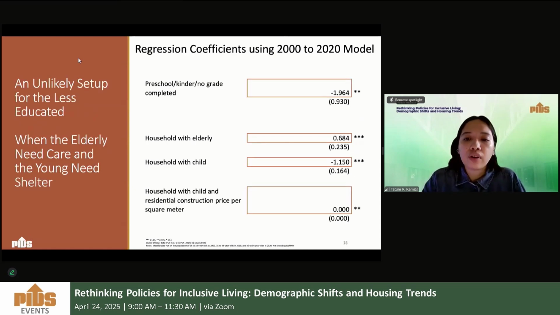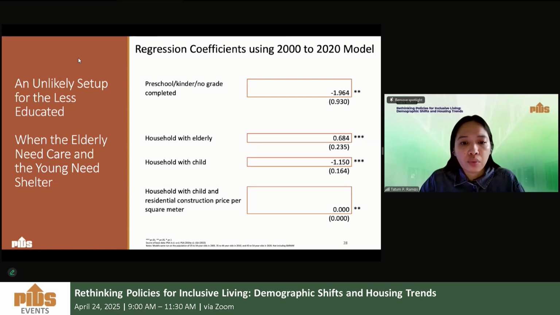Now, if we look at the results of the 2000 to 2020 model, we are seeing that extended and multifamily households is actually an unlikely setup for the less educated. So a higher portion of those whose highest educational attainment is preschool, kinder, or did not complete any grade at all decreases the proportion of those in extended and multifamily households. So they may not have the capacity to include relatives or take on additional members in their household.